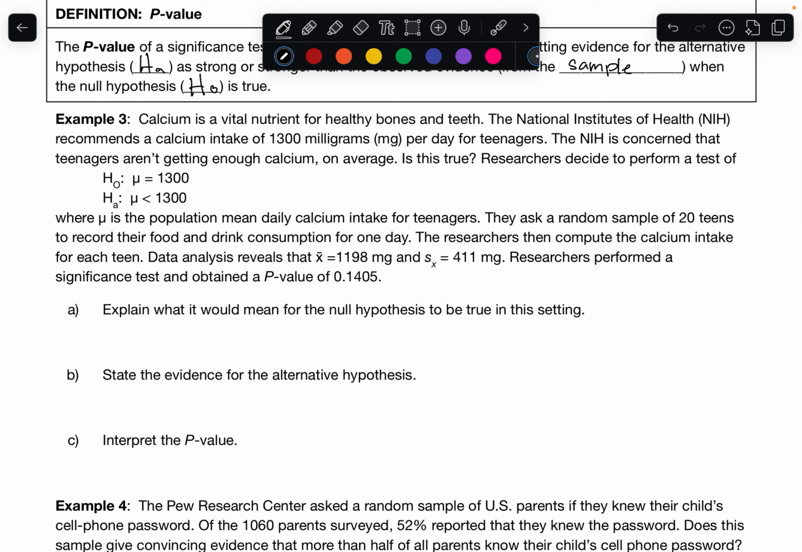And the first thing we're asked to do is explain what it would mean for the null hypothesis to be true. So going back to our null hypothesis, that's this guy here. If the null hypothesis is true, that means the population mean calcium intake for teenagers is actually 1,300 milligrams per day.